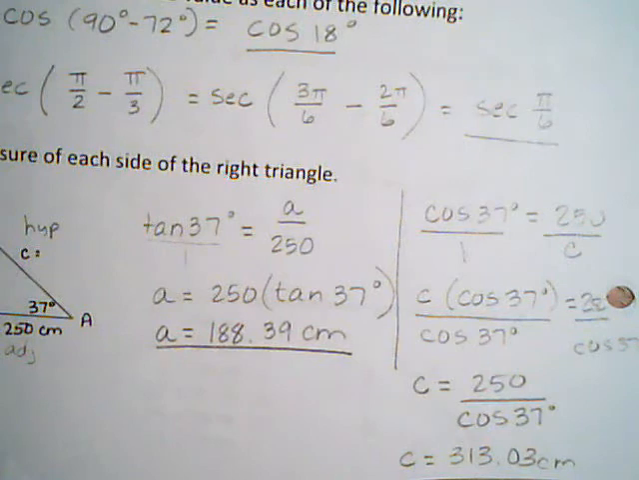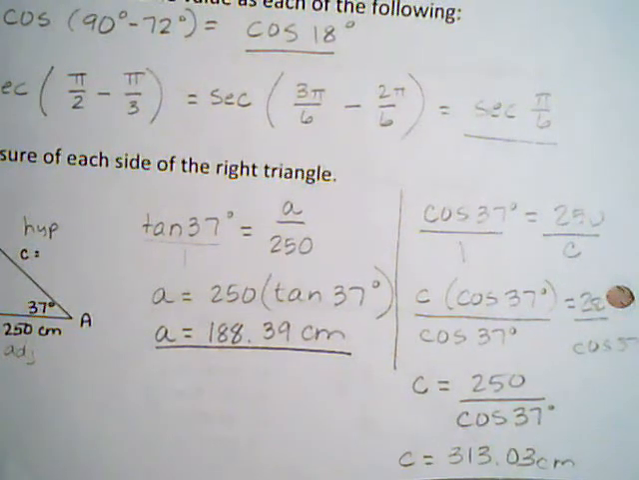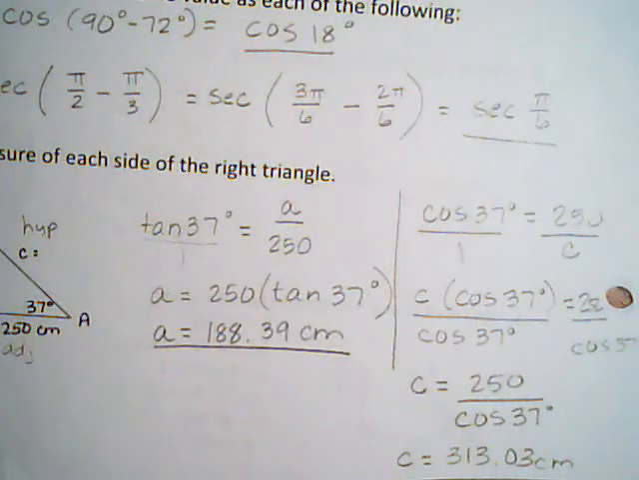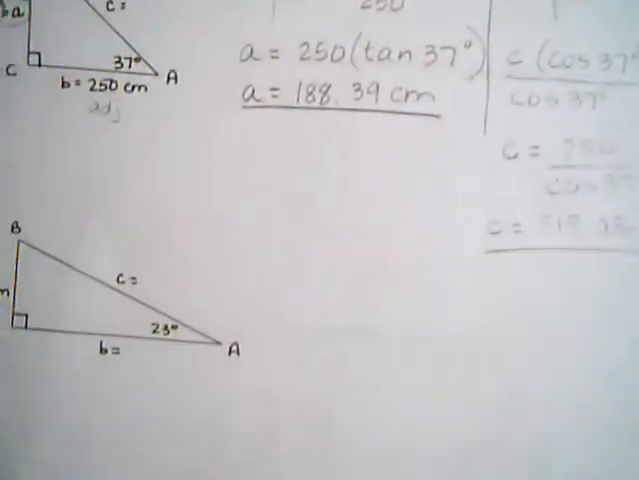You could check these if you wanted to by using the Pythagorean theorem to see if the answers work out correctly. So there's not just one certain way to do these, but you do have to look at what's given in the problem and use that to help you figure out which trig function to use. Okay, so let's go ahead and look at B.